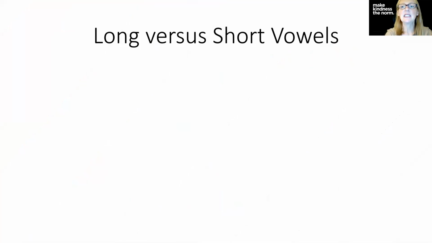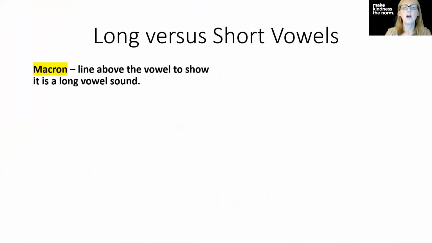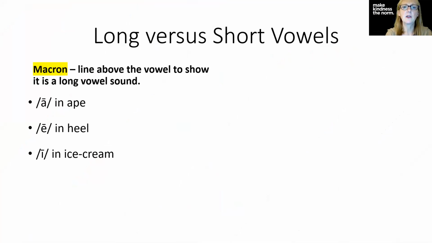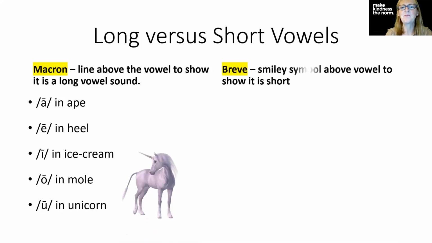Now, let's look at the difference between long and short vowel sounds. The long sound has that straight line above it called the macron. That line is showing that it's a long sound. So A as in ape, E as in heel, I as in ice cream, O as in mole, and U as in unicorn. Then we've got this short vowel sound. It's got the little smiley symbol that's called a breve. You don't have to know that, but it's kind of fun to know those words.